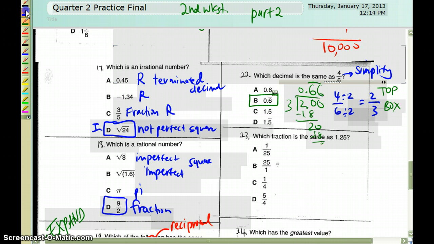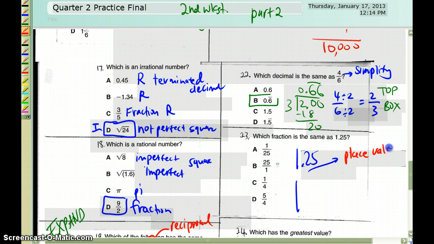Number 23. Which fraction is the same as 1 and 0.25? Well, 1 is 1 whole. Even looking at the fractions, you can kind of see which ones have whole numbers and which ones don't. The 25, to write it as a fraction, I need to look at the place value of the last digit. So the last digit would be the 5. It is in which place value? The hundredths. Good. And 25, I'm going to write that over 100. And I do want to make sure that I always simplify all fractions. So if I simplify that, that's going to be 1 and 1/4.